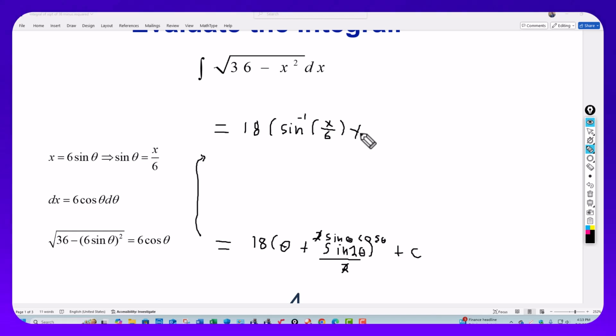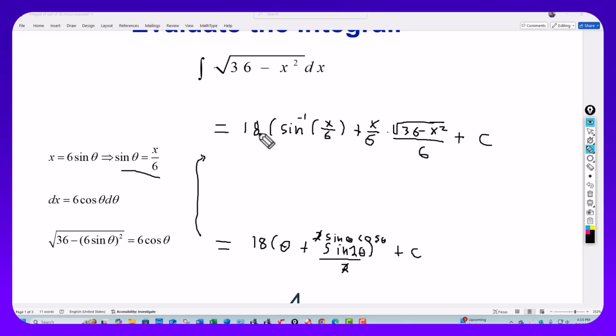So we have arcsine then of x over 6. It's going to be plus, and then we have sine theta. Sine theta was, right here, x over 6. And that's multiplied by cosine theta. That was the adjacent side over the hypotenuse. So the adjacent side from the triangle was the square root of 36 minus x squared, over the 6, that was the hypotenuse, plus the constant of integration.